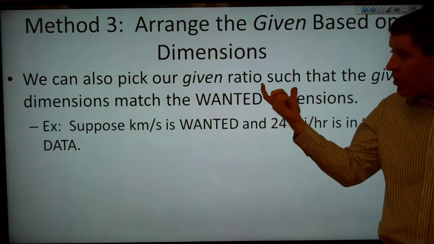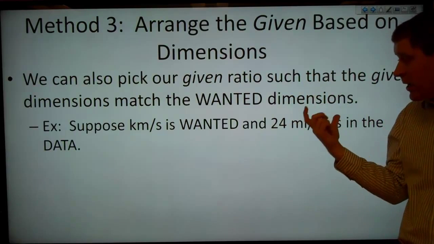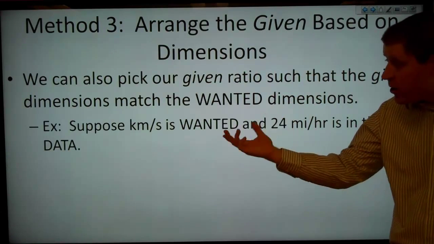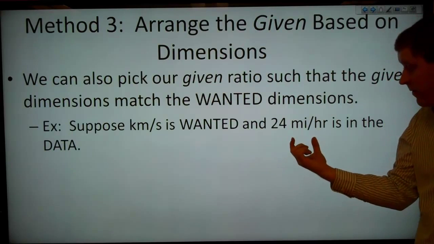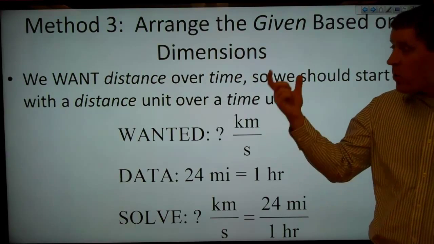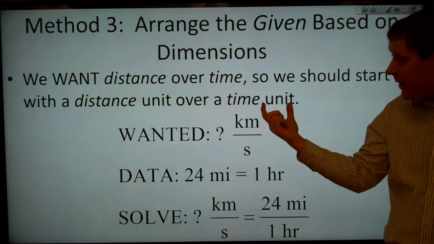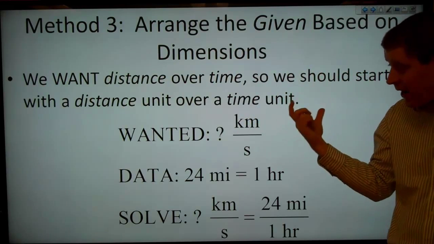So method 3 is to arrange the given based on dimensions. That is, we can also pick our given ratio such that the given dimensions match the wanted dimensions. For example, suppose that kilometers per second is wanted and 24 miles per hour is in the data. Well, we want a distance over time, and thus we should start with a distance unit over a time unit.